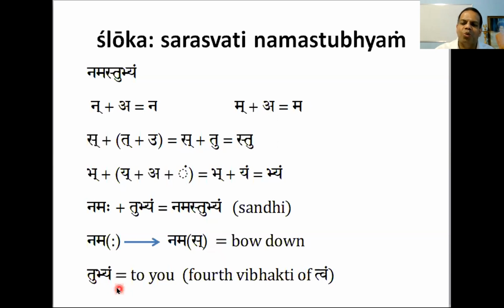Namastubhyam, I bow down to you. To you is a derivation of the word Tvam. Fourth Vibhakti I put here just for reference; we will discuss Vibhaktis later. Tvam means you. To you means Tubhyam. For example, in English, he, him, I, me, you know, something like that. Bow down to me, bow down to him. So there's some change to the word. Same way in Sanskrit also. The word Tvam means you, that changes into Tubhyam when you want to mean to you.